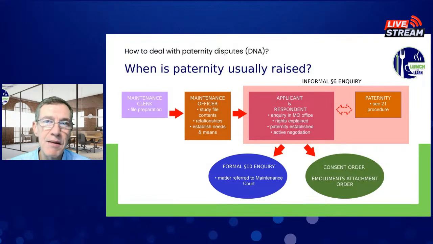Usually what happens is there might be an application, a new application, or even an application for a variation. You fill in the necessary paperwork and take that to the maintenance officer, and then the maintenance officer would invite the parties into their office in terms of Section 6, like I referred to previously, for an informal discussion with regards to the payment of maintenance. That could only be if a person is legally liable to maintain another person and is not doing so. We're referring here to, for example, the respondent as the father not paying maintenance.